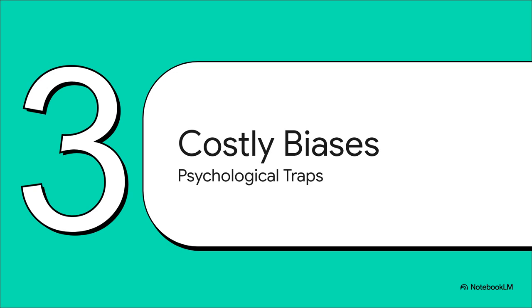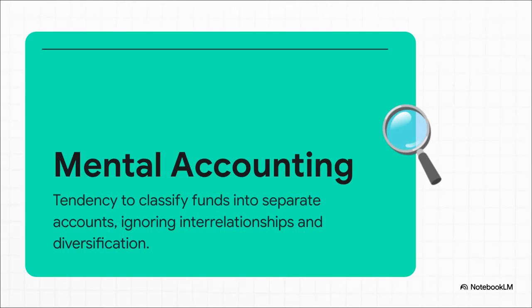Simply understanding these biases is the very first step toward reducing their negative impact on your investment portfolio. The first bias is called mental accounting, which is our tendency to treat money differently depending on where it came from or what we plan to do with it.